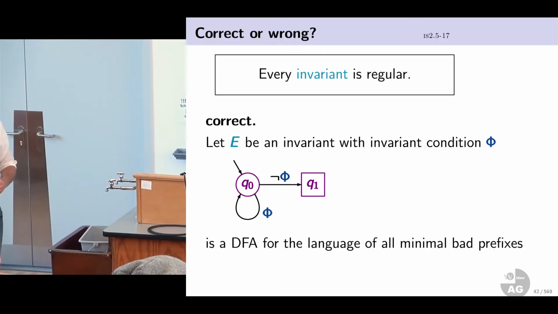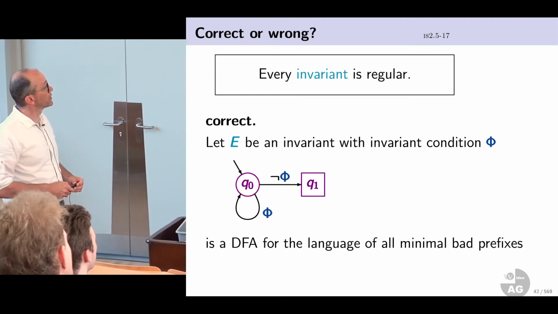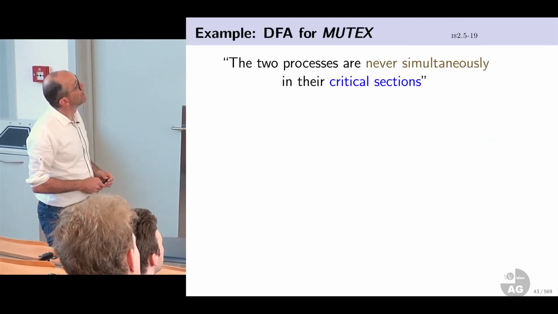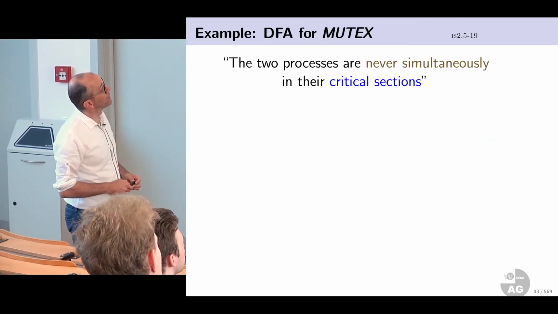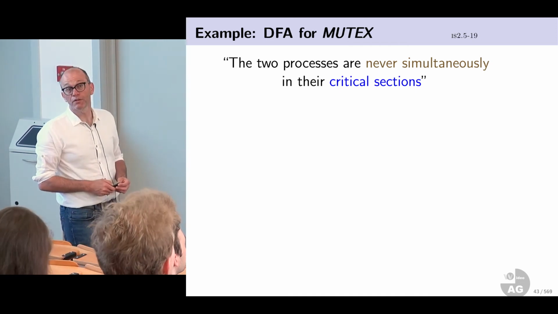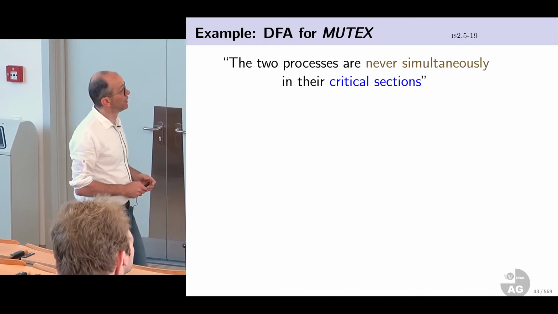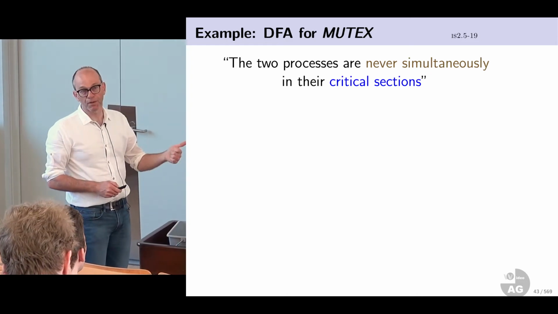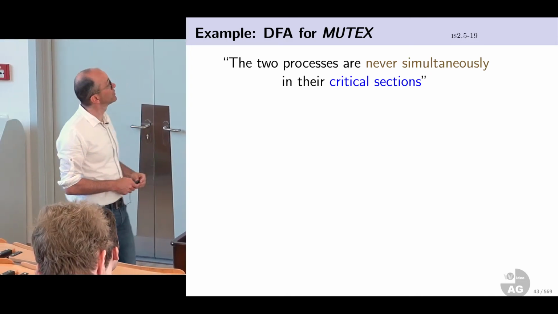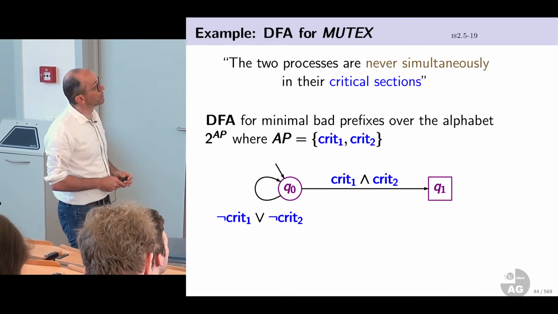And here are the minimal bad prefixes. You just remove the outgoing edge of Q1. Two processes are never simultaneously in their critical section. This was the mutual exclusion property that will be useful for the algorithm with the binary semaphores, Peterson's algorithm, and so forth. So what's a DFA for the minimal bad prefixes?